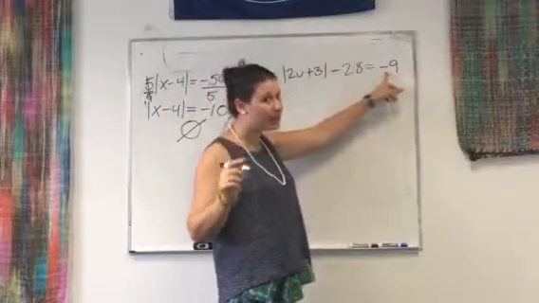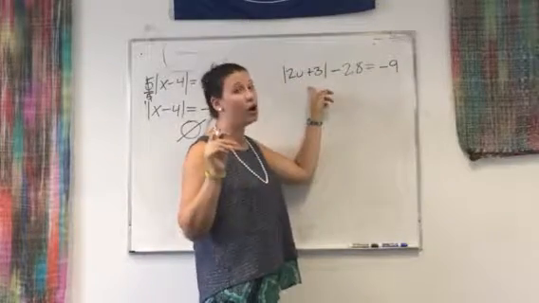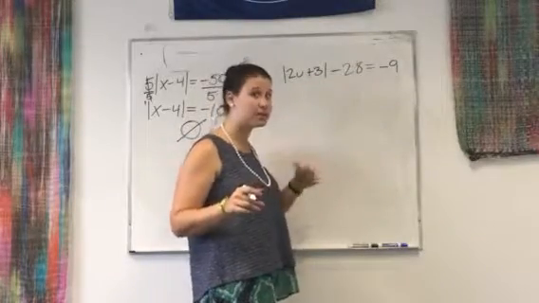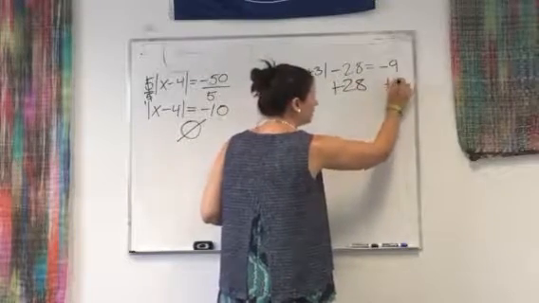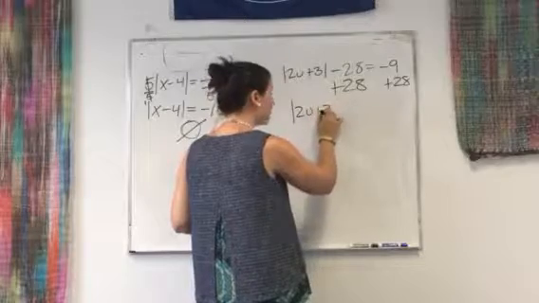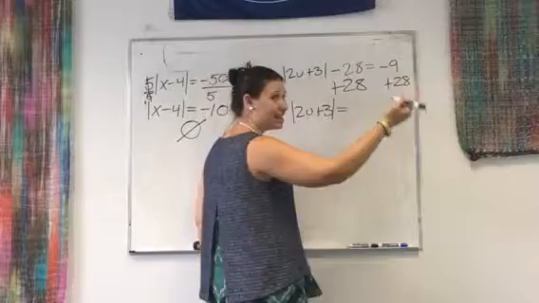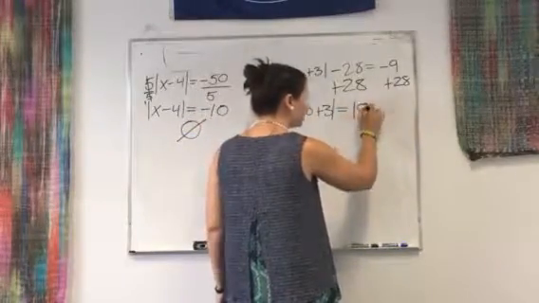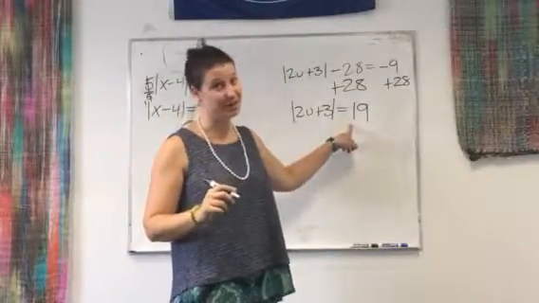That is not a bad thing right now because we don't have the absolute value on its own. Always get it on its own before you say no solution, because sometimes it tricks you. Because we're going to add the 28 over, so we have the absolute value of 2u plus 3 is equal to negative 9 plus 28, which is the same thing as 28 minus 9, which is just 19, positive 19. So really, it's not a negative number this time.